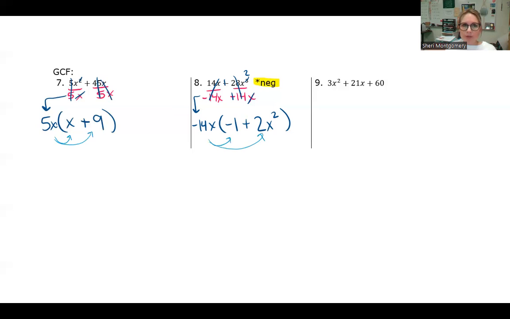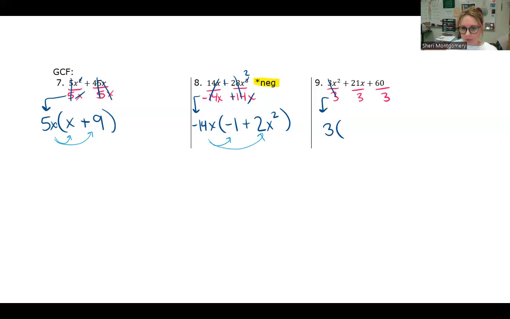What's the biggest number that can go into everything? 3. So we could divide by 3, divide by 3, divide by 3. What about x's? None. It's none because they would have to all have an x and only the first 2 terms have an x. So all we can pull out is a 3. And we pull it out into the front. You cannot pull out an x unless everything has an x. Because it says greatest common factor, so common means everything has to have one.